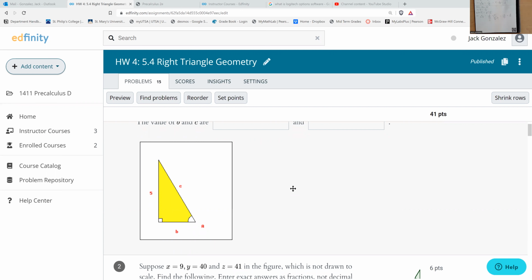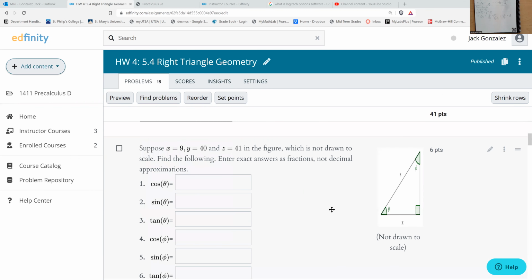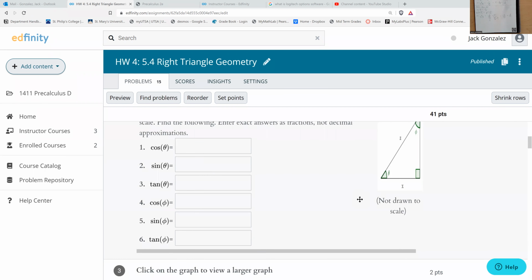Let's do that one right there, number 2. So they give us all the sides and they want us to find cosine, sine, tangent of theta. And then they want us to find cosine, sine, tangent of phi. Notice how phi's up here and theta's down here. So the opposite and adjacent are gonna shift on this one.